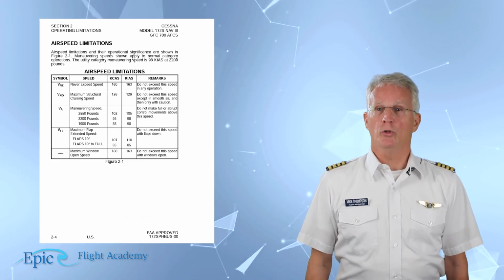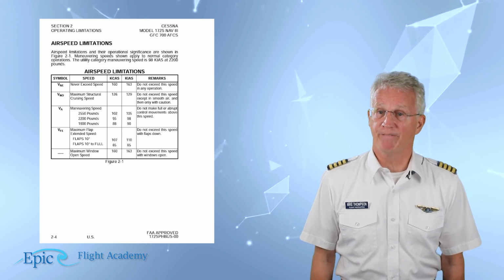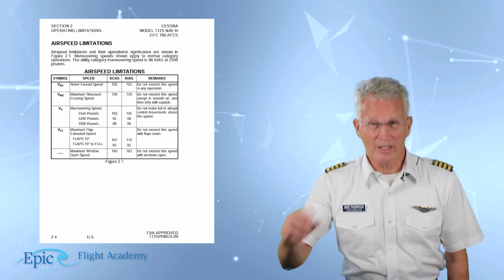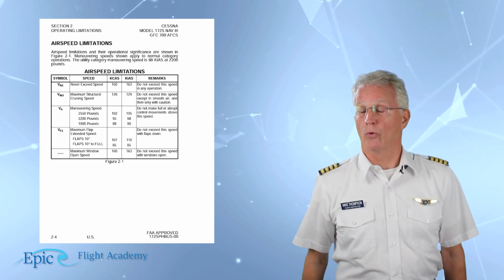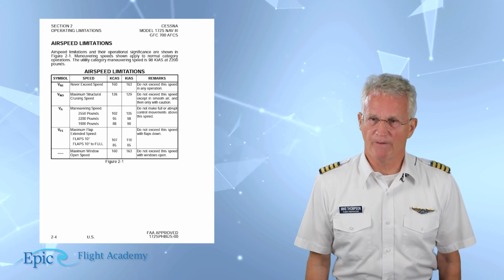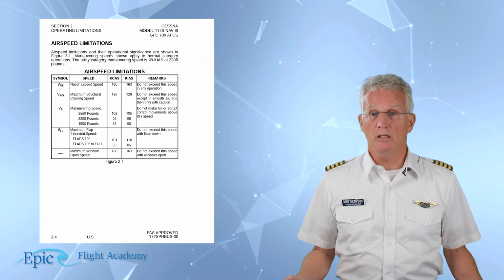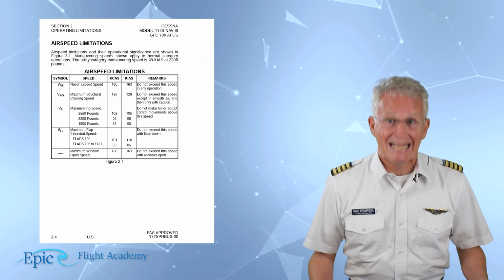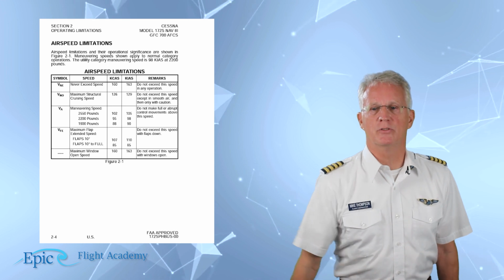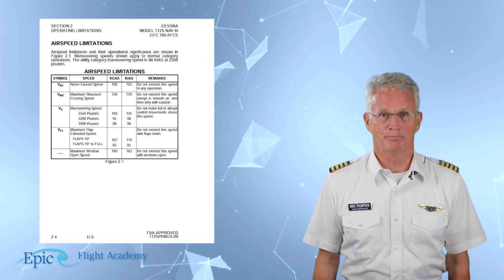Shown here is figure 2-1 from Section 2 on page 2-4. That defines airspeed limitations. The capital V stands for velocity, and the subscript defines the V speed, such as VFE and VA, etc. You'll need to study and memorize these airspeeds and review them with your flight instructor.